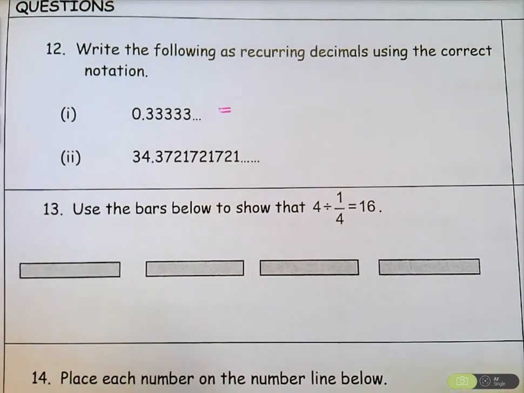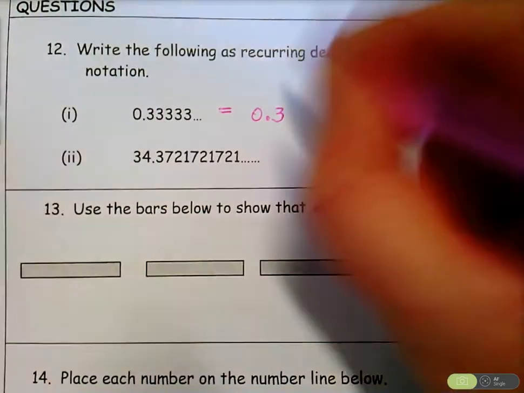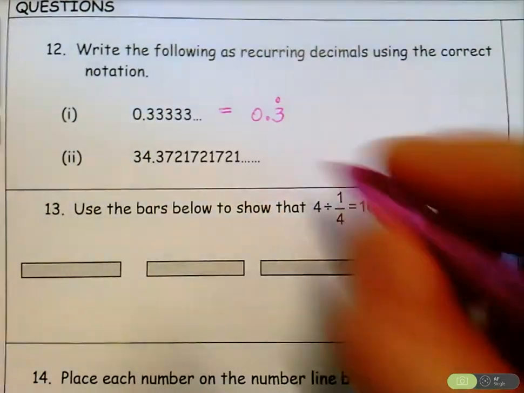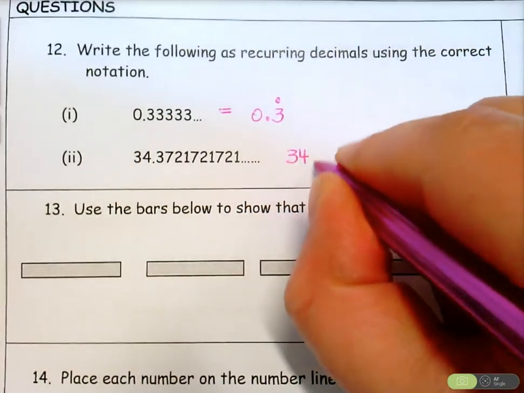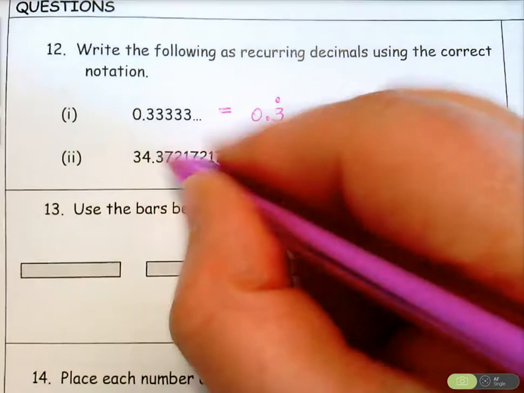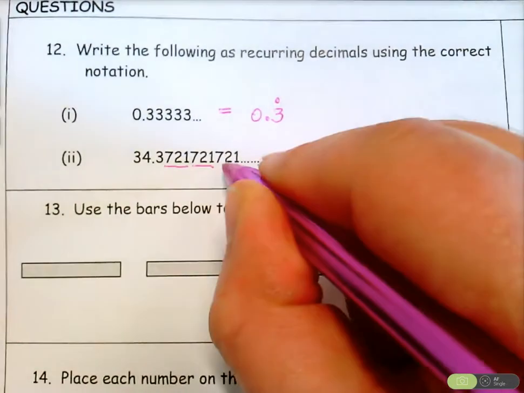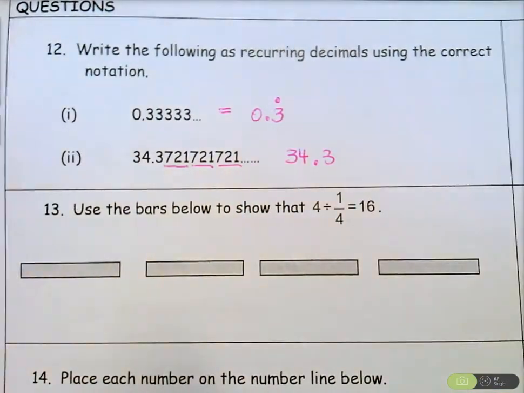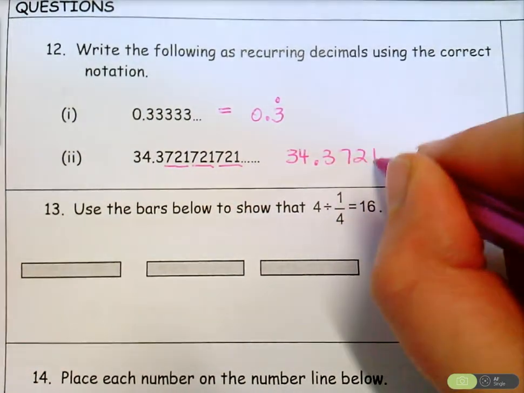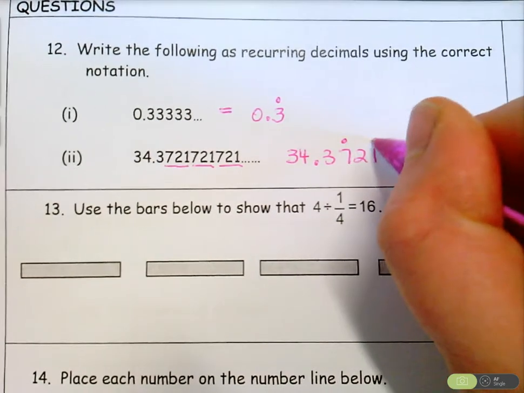Write the following as recurring decimals. 0.3. What do I do, girls? Good. The next one. Tell me what's repeating. 34 point. Is the 3 repeating? 217. The 7, 2, 1 are repeating. The 7, 2, 1. So I keep the 3 and then I go 7, 2, 1. Now I put the dot on the 7 and on the 1.